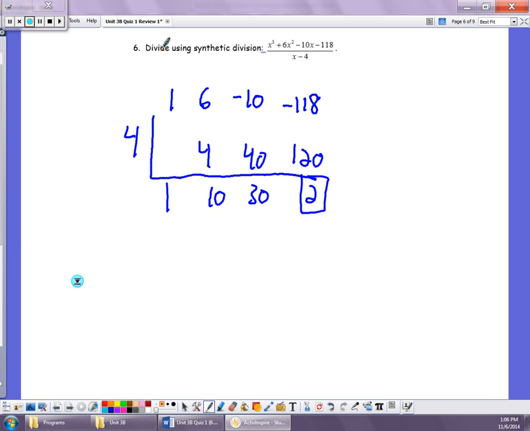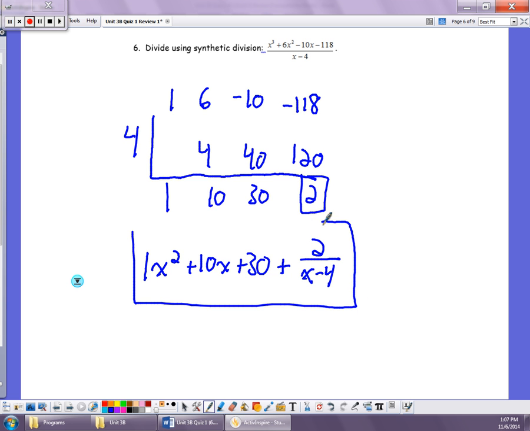That's fine because all I'm doing is dividing. It didn't tell me that 4 was a 0. It just tells me to divide by x minus 4. So there's nothing wrong with having a remainder. My highest degree here is 3. So now with my first coefficient, I'm going to go down 1 degree. So 1x squared plus 10x plus 30. And then I'm going to add 2 over my remainder over my divisor, x minus 4. And although that's not the prettiest problem in the world, that is your answer.